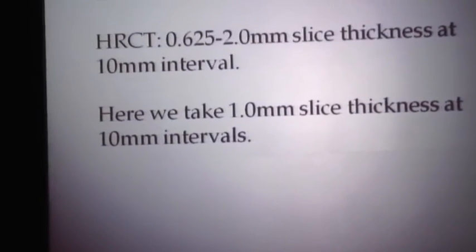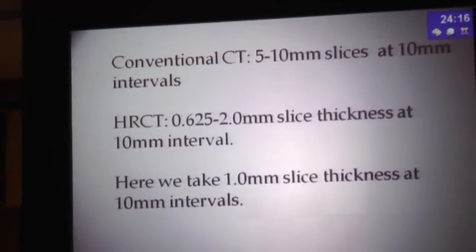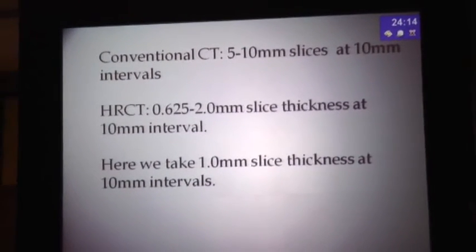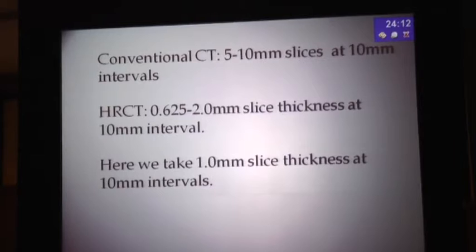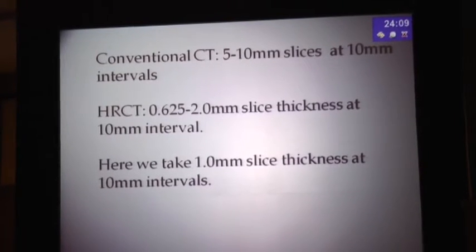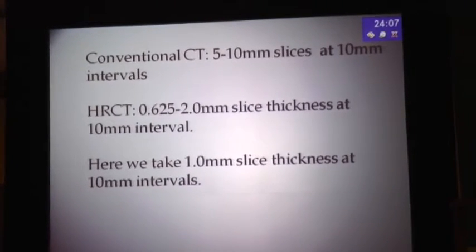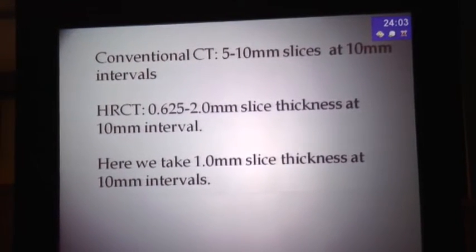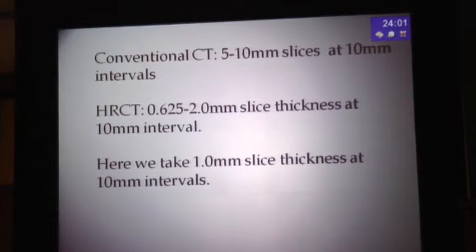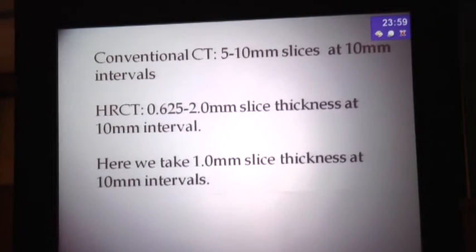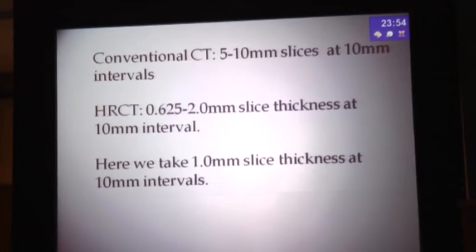So, in general, how is HRCT more advantageous than conventional CT, and how does it give us more knowledge? In a conventional CT, typically the slice thickness is around 5 mm, maybe 10 mm, and they are at intervals. So a lot of information can be skipped. Whereas in an HRCT, the slice thickness can be as low as 0.6 to 2 mm. At our institution, we are taking 1 mm slice thickness, and it can vary between 0.6 to 2.